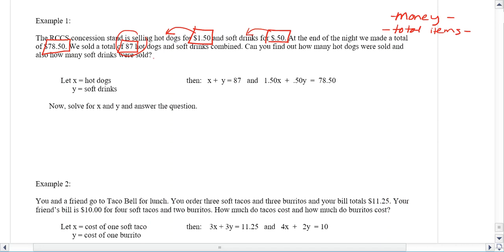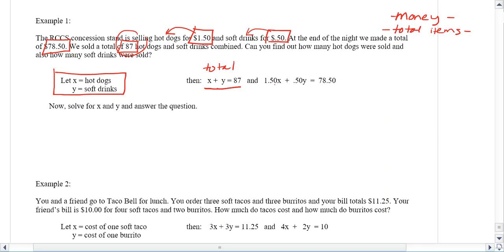So now define your variables. Obviously, I've done that for you. I chose x to be hot dogs, y to be the drinks. Then we make our equations. Like I said, we have the total items. Well, if there were x hot dogs sold and y soft drinks, the total items is 87, so we added.